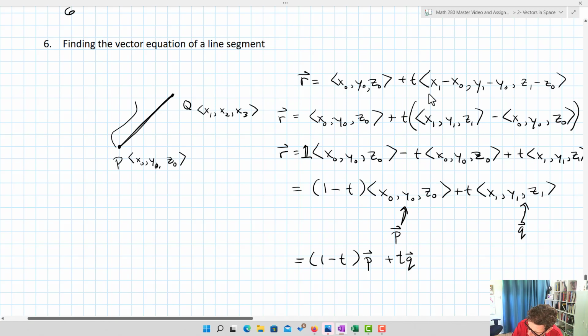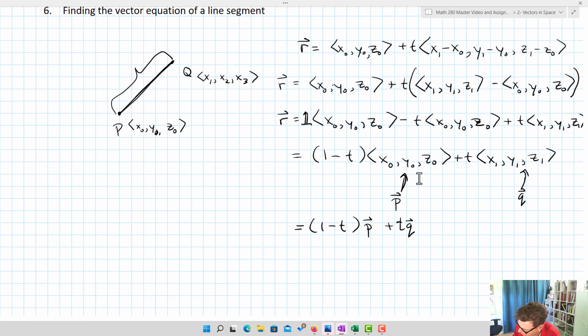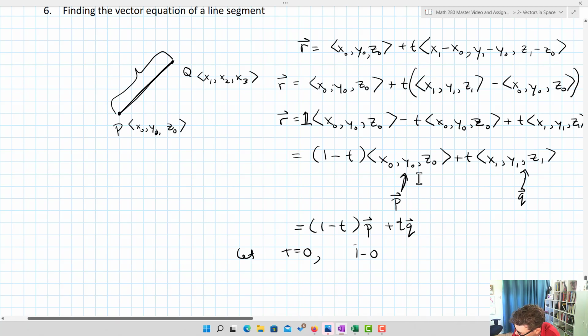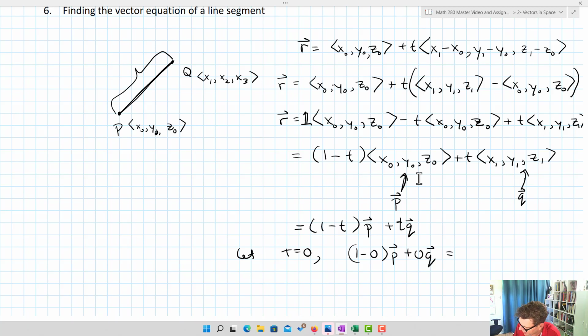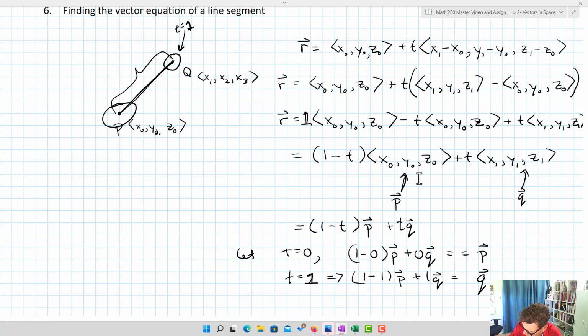Now we only want this line segment, so we only want the points in between here and here. So what we can do is notice this. If I let t equal 0, then I get 1 minus 0 times P plus 0 times Q. And what is that? That's just P. So that gives me that end of the line segment. If on the other hand I let t equal 1, then I get 1 minus 1 times P plus 1 times Q, and if I add those together I just get Q. So that's this thing right here. That's when t equals 1. So at t equals 0 I get P, and at t equals 1 I get Q, and if I want anything else in between I'm just going to pick numbers between 0 and 1.